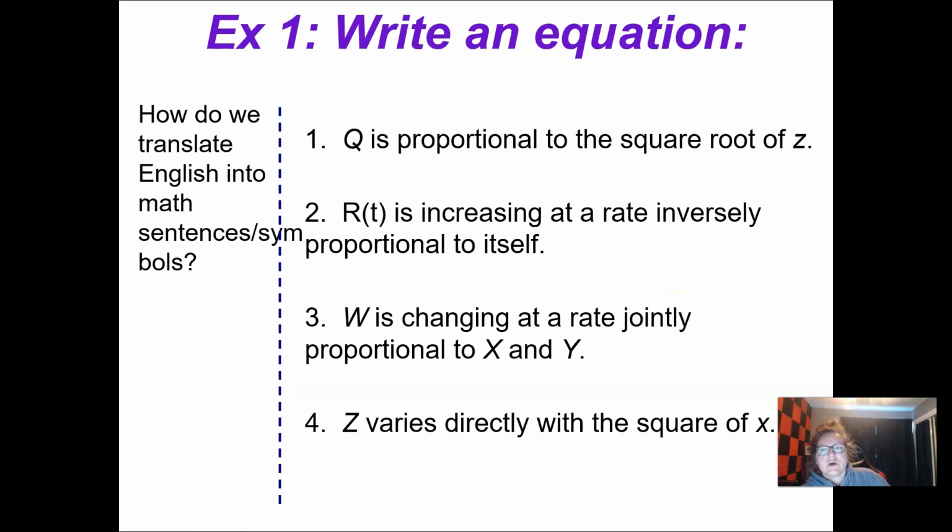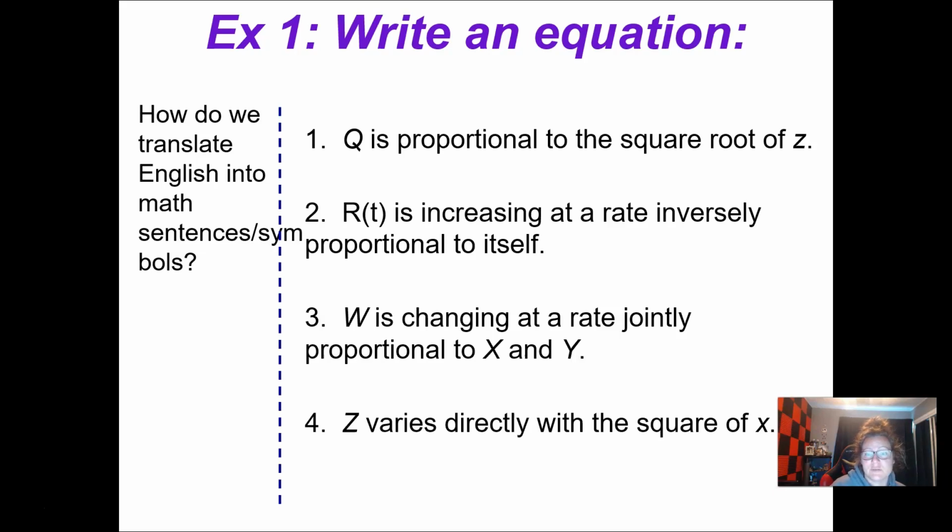Okay, so writing an equation, how do we translate English into our math sentences? So I'm going to go through these. I want you to try it. You can pause it as you go, or I'll go slow enough that hopefully you have enough time. But if not, just pause, write it, and then check your answer.